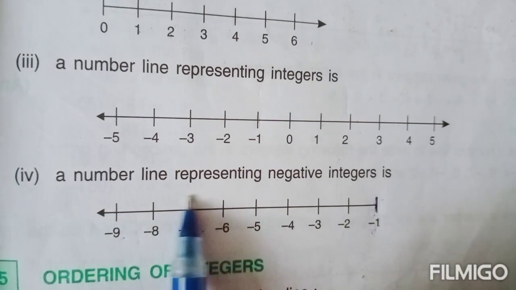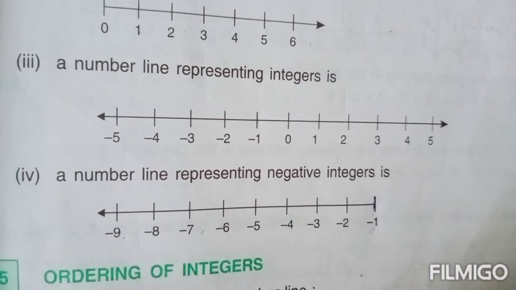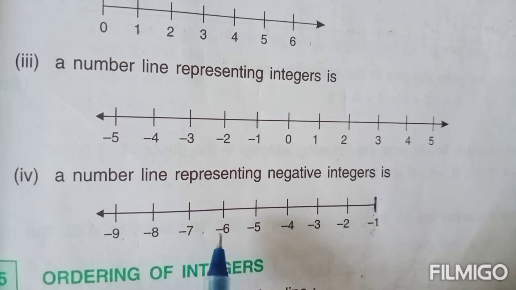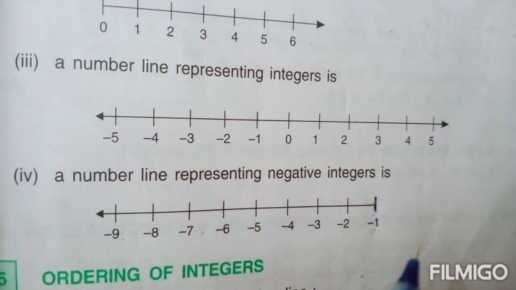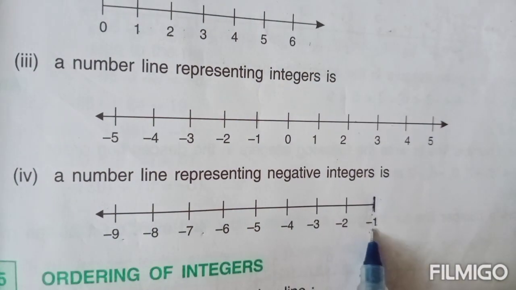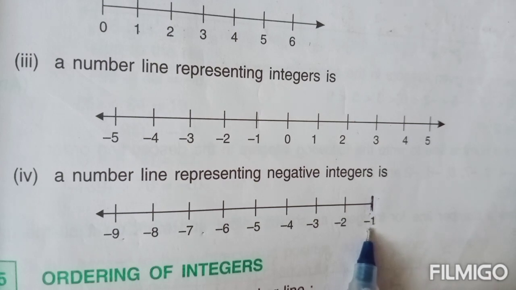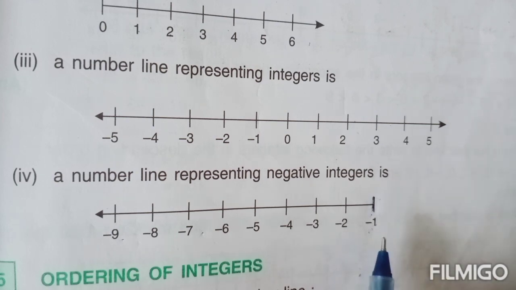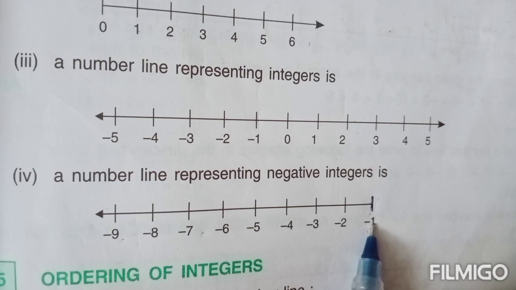Fourth one, a number line representing negative integers. So here you can see this is the number line representing negative integers. We know that negative integers start from minus 1 onwards, and it will be at the right end of the number line. A negative integer starts from -1. It will be at the right end of the number line. So -1 will be at the right end of the number line.